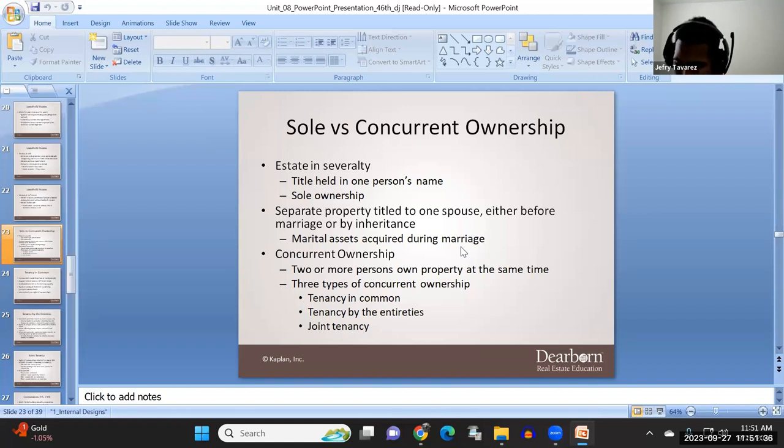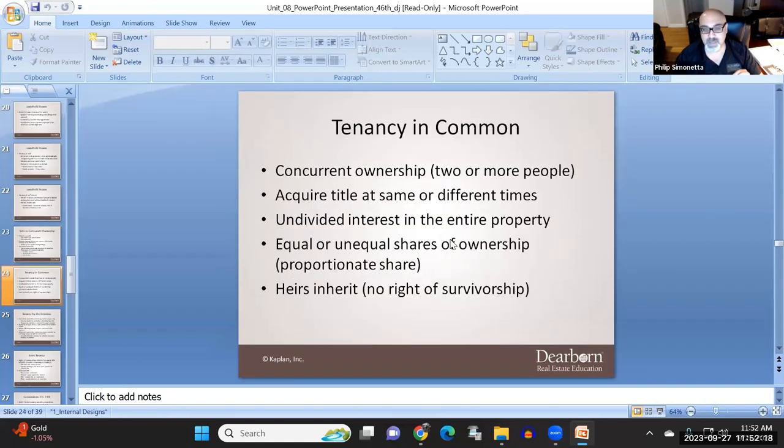Gotcha. All right. And then you have concurrent ownership. Two or more persons own the property at the same time. So when you have concurrent ownership, there's three ways to own it: tenancy in common, tenancy by the entireties, and joint tenancy. When one person owns it, it's called estate in severality, the only way you can own it. When multiple people own it, two, three, four, five, as many, there's three ways to hold that ownership: tenancy in common, tenancy by the entireties, and joint tenancy. Now I'm going to go over those and what they are.